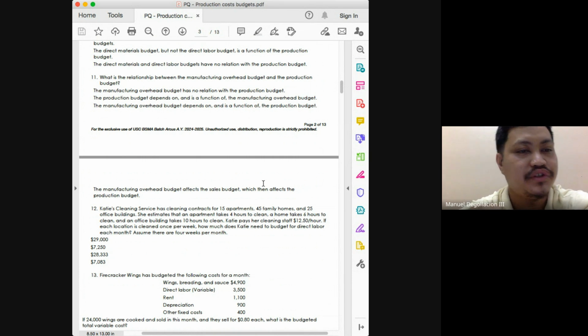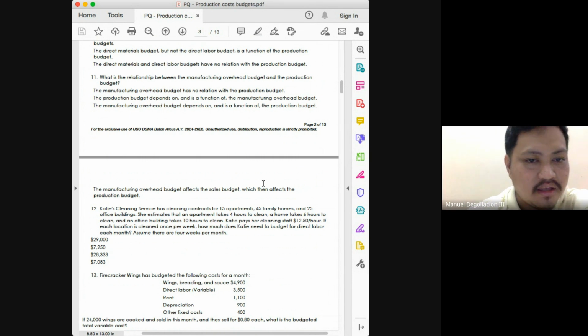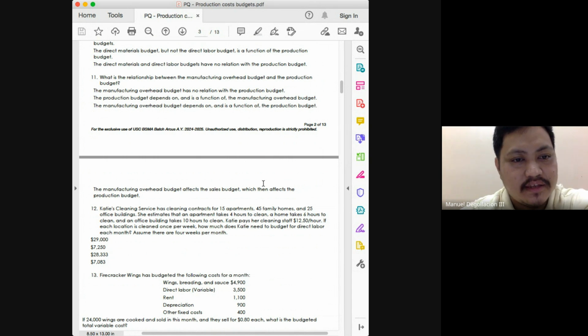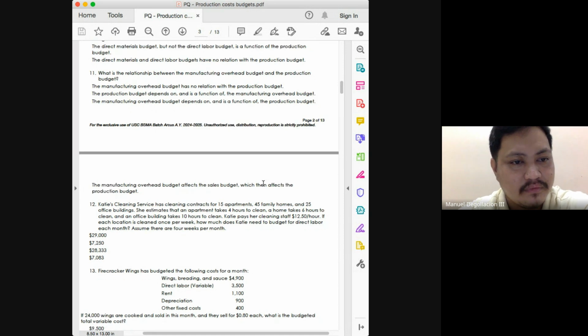If we are to change the fourth choice into a true statement, it would be that the sales budget affects the production budget, which then affects the manufacturing overhead budget. Sales budget first, then production budget next, and then your production cost budgets. Your supporting schedules to your production budget.